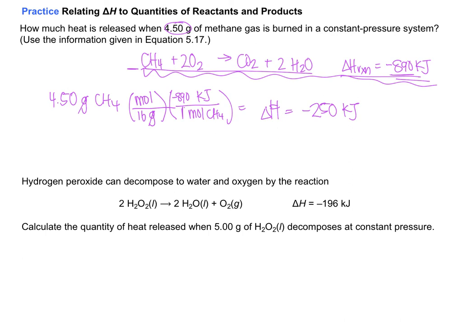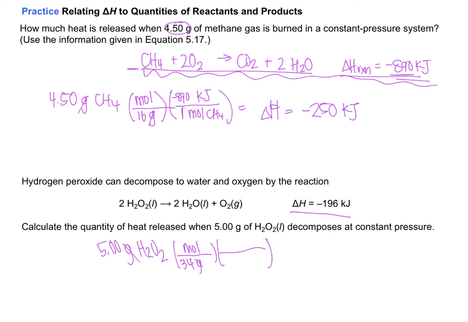Now in this reaction where hydrogen peroxide decomposes into water, there's this enthalpy of the reaction. So I want you to pause and try this one on your own. Okay, so maybe pause. We have 5 grams of hydrogen peroxide. I'm going to look up the molar mass of hydrogen peroxide, which is 34 grams per mole. So the grams cancel out.